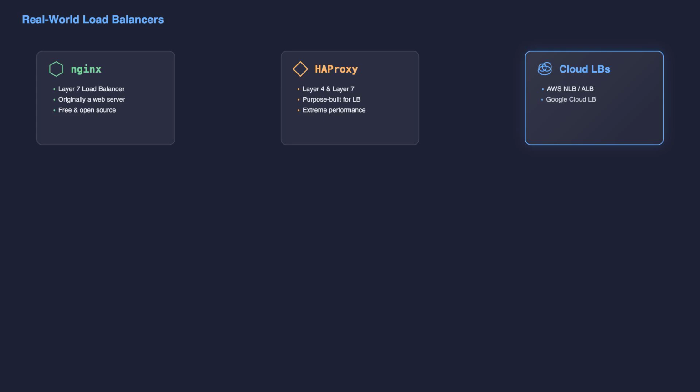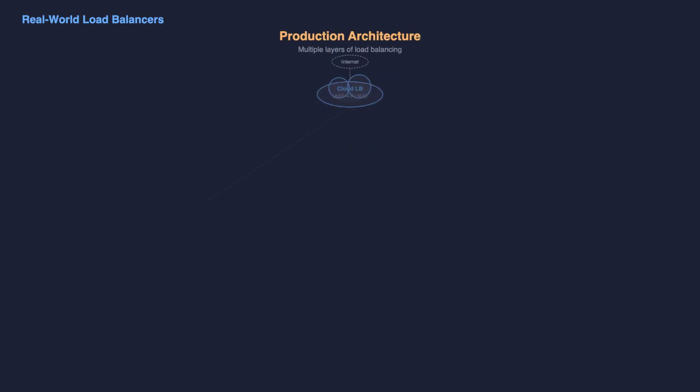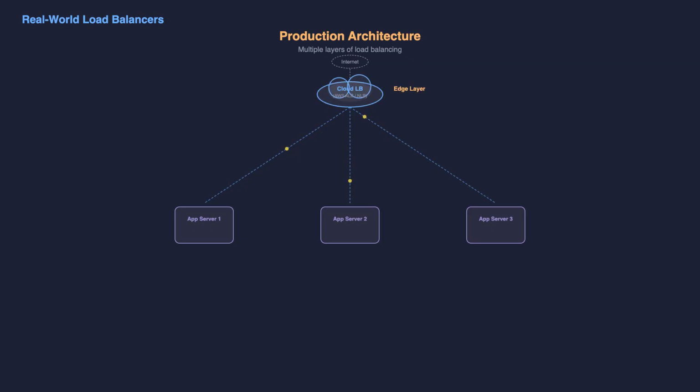In the cloud, providers offer managed load balancers. AWS has the network load balancer for Layer 4 and the application load balancer for Layer 7. Google Cloud and Azure have similar offerings. These managed services handle scaling, health checks, and failover automatically. Most production architectures use multiple layers. A cloud load balancer at the edge, distributing to application servers running nginx or HAProxy internally.